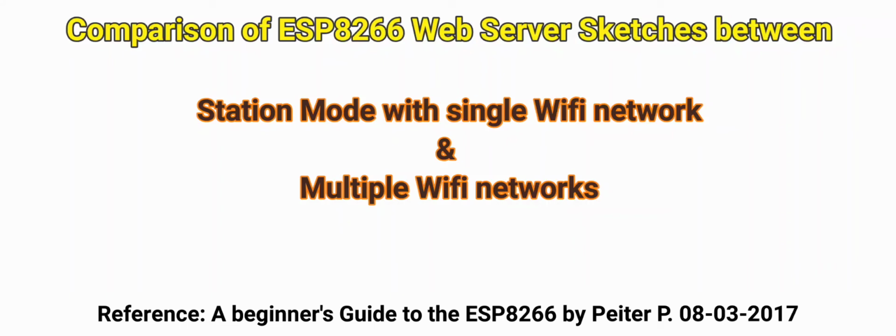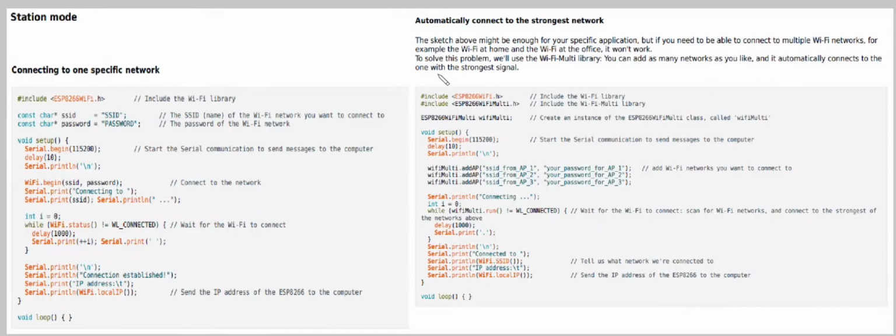In this video, we're going to compare two types of station mode code. The left side is a station mode code that connects to one specific network, and on the right side, it can connect to the strongest network, so it means it has the capability to connect to multiple Wi-Fi networks. It could be a network in your office or your home.